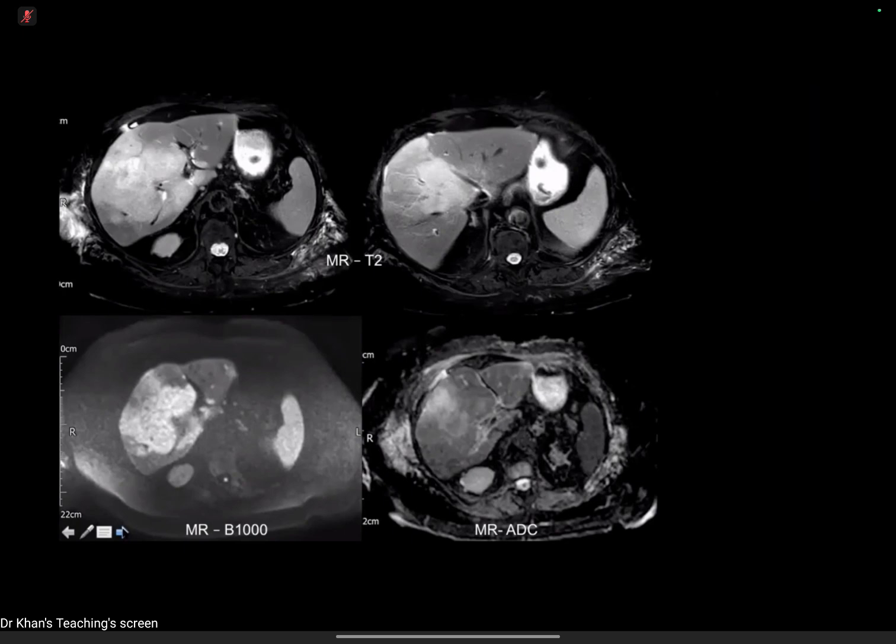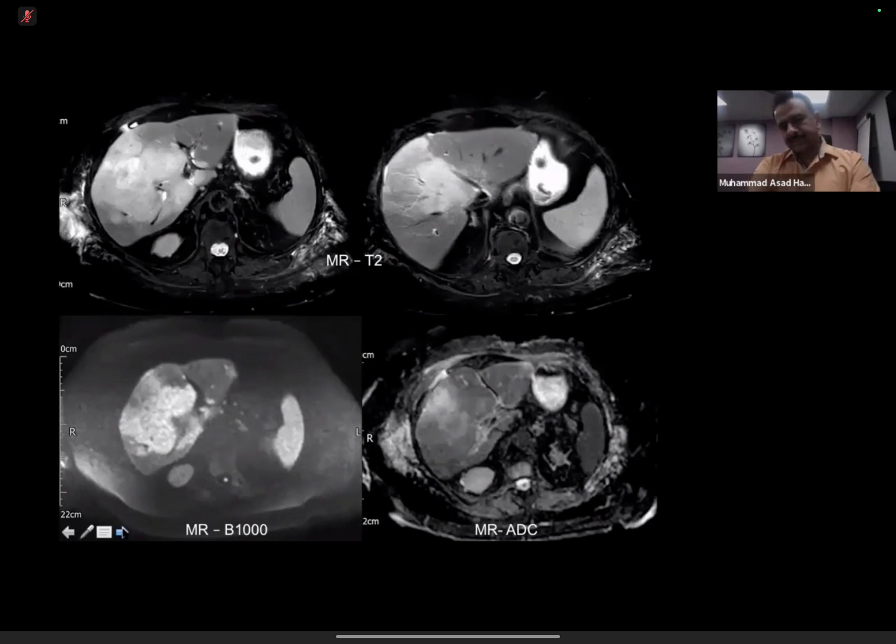Good. So top left of the screen is the T2, as labeled here. Normal weighted and heavily weighted T2, which is demonstrating hyperintense, irregular signal intensity in the area of concern. While DWI B1000 and ADC is again demonstrating no restriction.